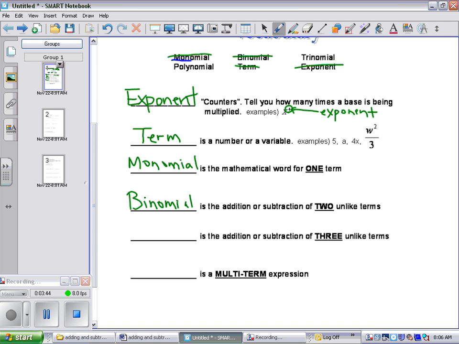The next one says is the addition or subtraction of 3 unlike terms. Well, if I told you a bicycle has 2 wheels, what other kind of bike has more than 2 wheels? A tricycle. So a trinomial, because that means 3. Trinomial. Think of tricycle. It's got 3 wheels.